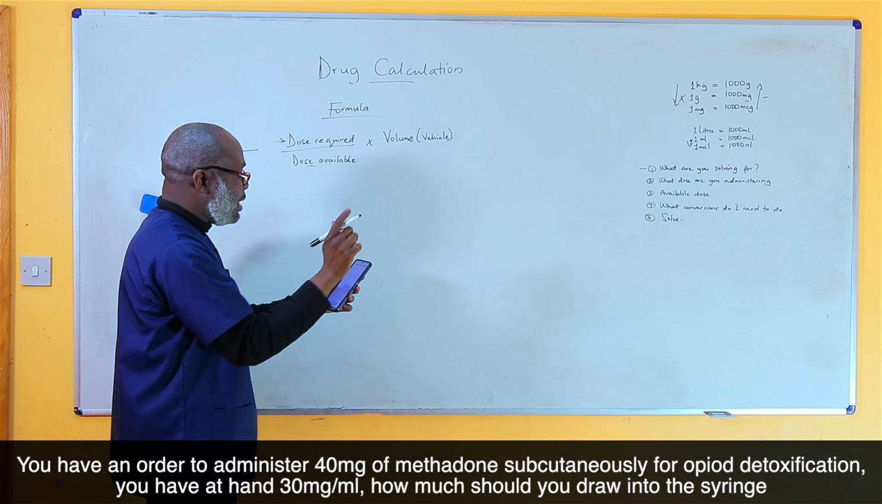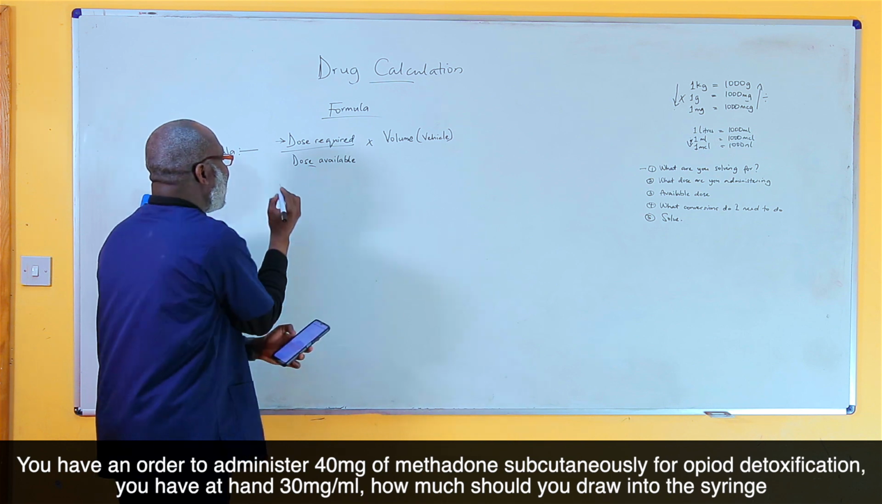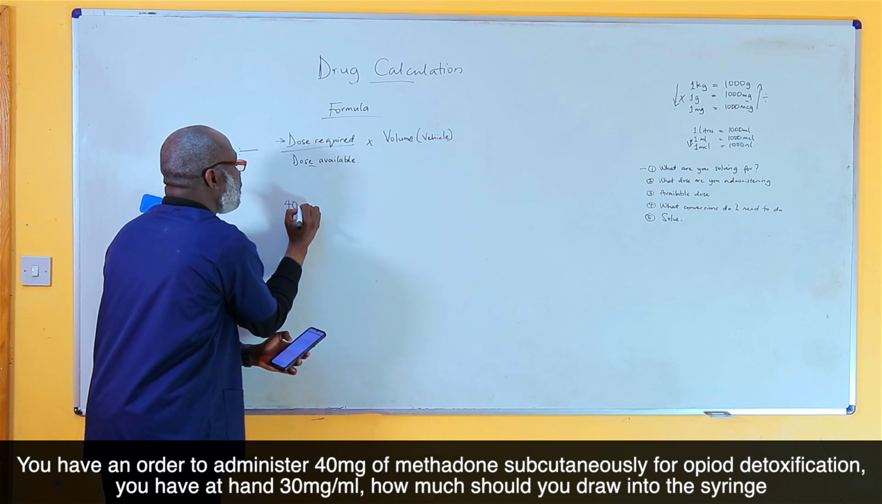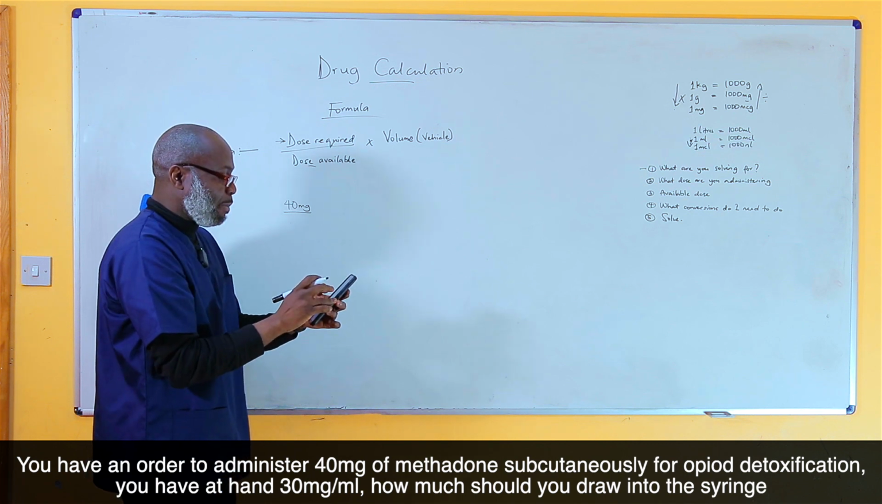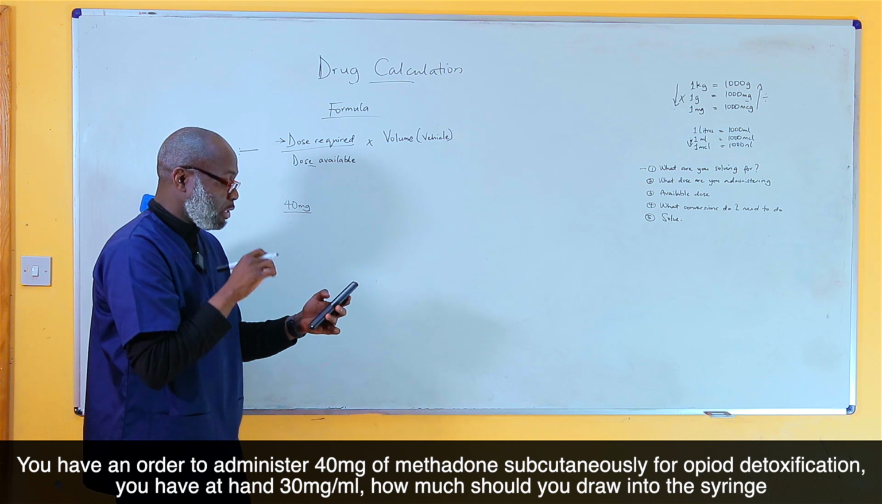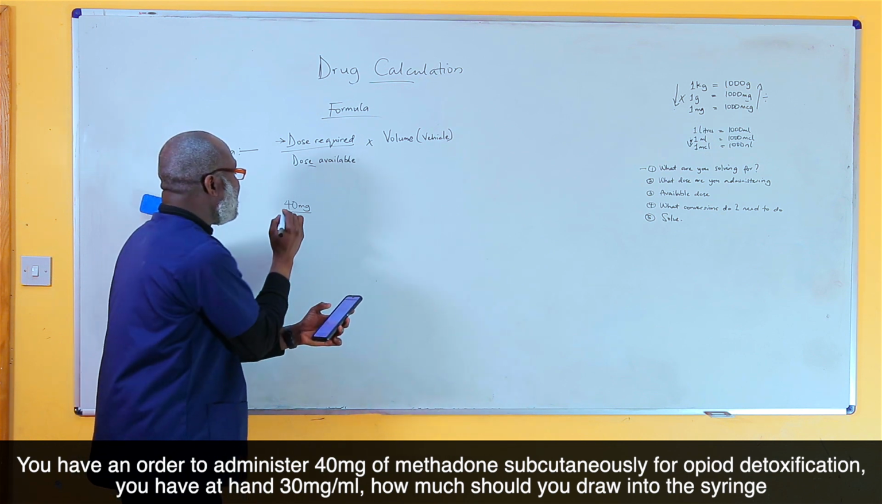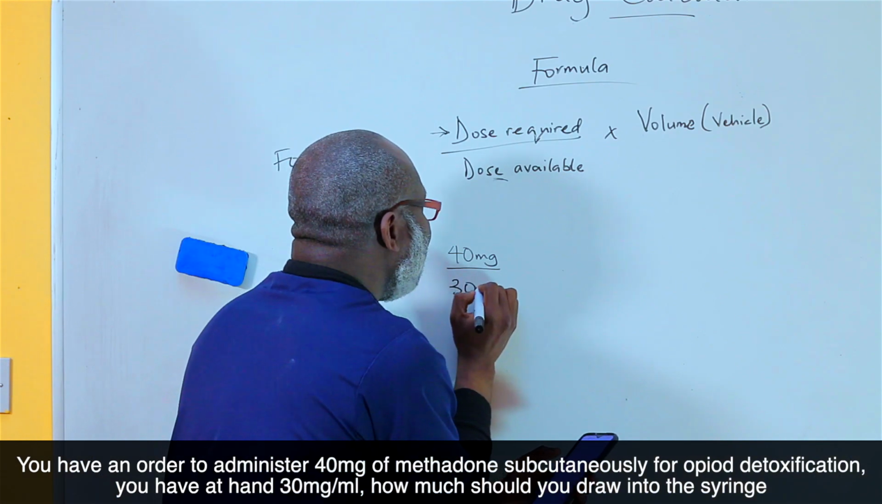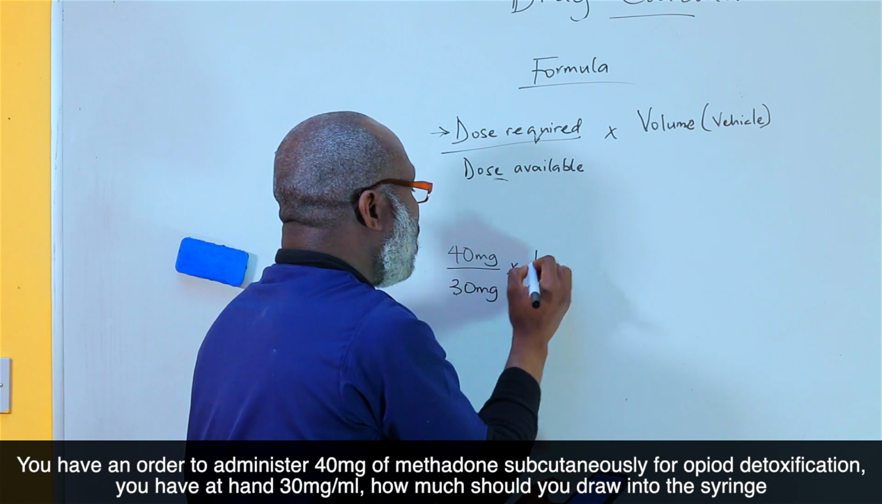What dose are you administering? It says you have an order to administer 40 milligrams. You just write 40 milligrams over the dose available. You have at hand 30 milligrams per mL, 30 milligrams per 1 mL. So that is the volume, 1 mL.